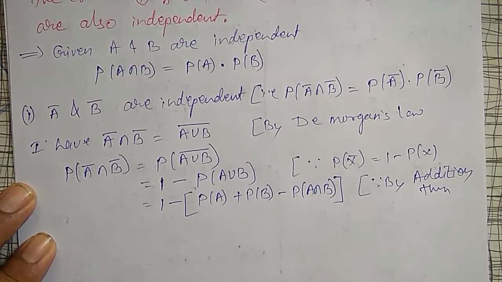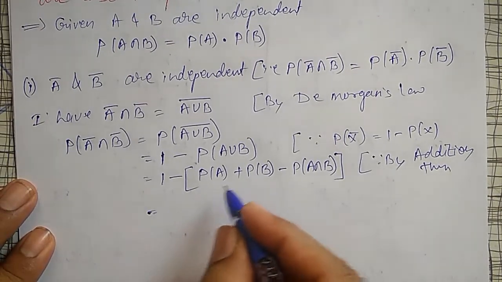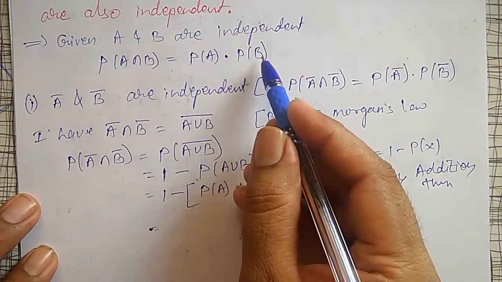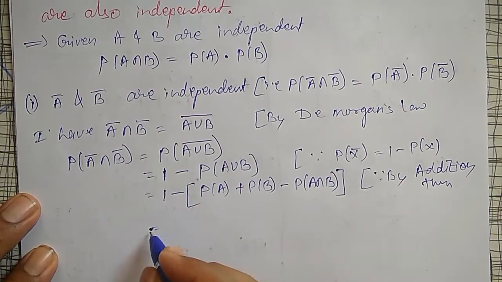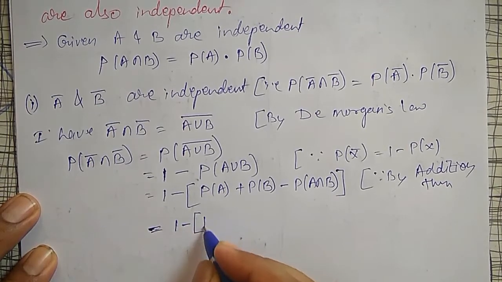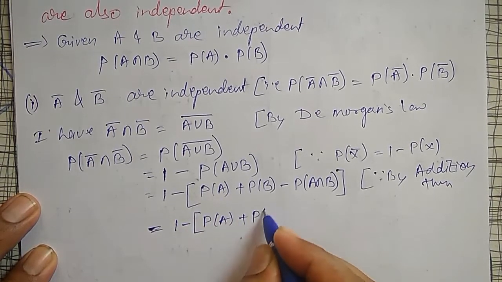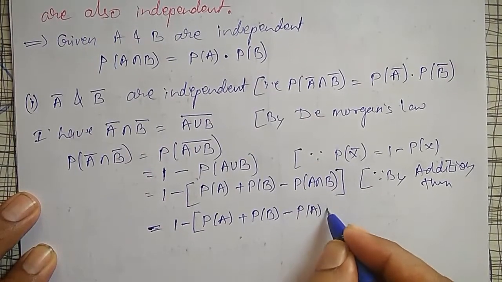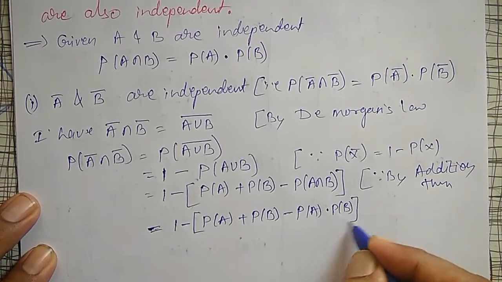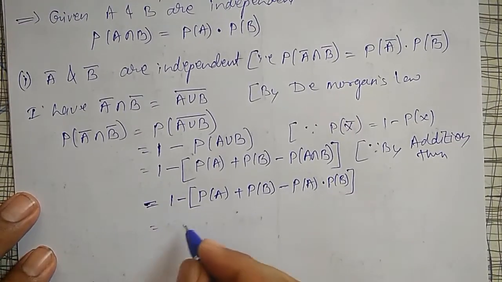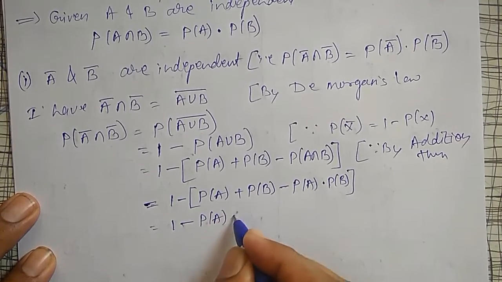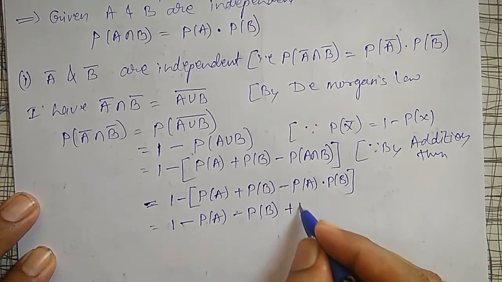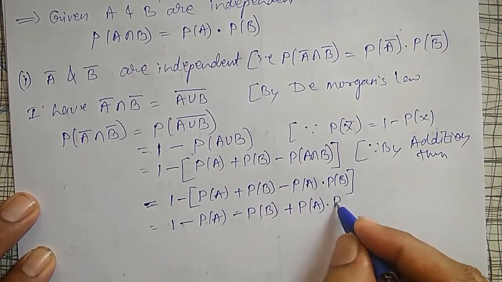In the previous videos I have explained this. Then I will use A intersection B. Probability of A intersection B is equal to probability of A into probability of B because they are independent, so 1 minus, I will use a bracket, probability of A plus probability of B minus A intersection B, which can be replaced by probability of A dot probability of B. Then multiply the minus inside: 1 minus probability of A minus probability of B, minus of minus, plus probability of A into probability of B.